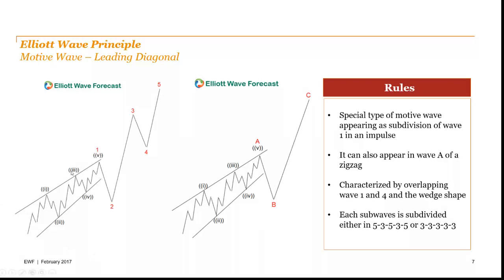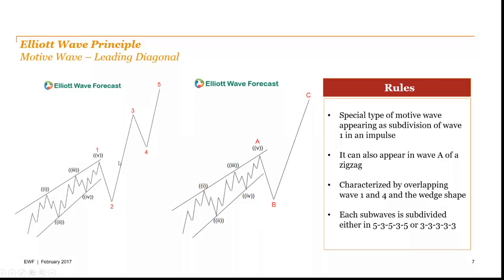So this wave 4 overlaps with this wave 1. You notice here? It overlaps. Probably this is not very clear, but it can overlap into the price territory of wave 1. You still get the same subdivision: 5 waves in wave 1, 5 waves in wave 3, 5 waves in wave 5, 3 waves in wave 2, 3 waves in wave 4. But the difference is wave 4 overlaps with wave 1, and it looks like a wedge. It converges, right? So a diagonal looks like that.